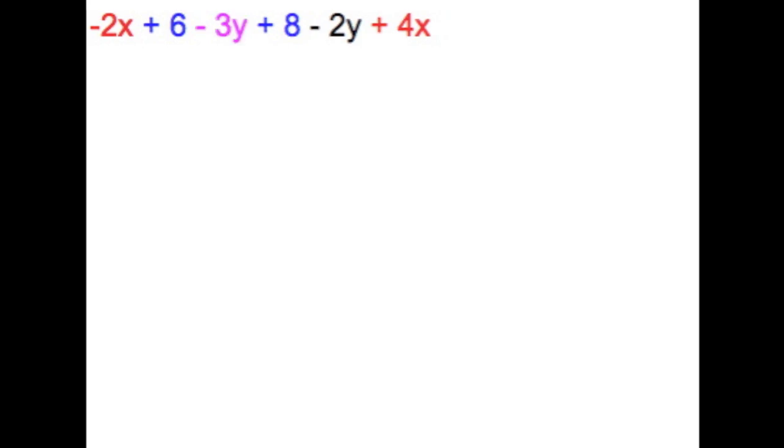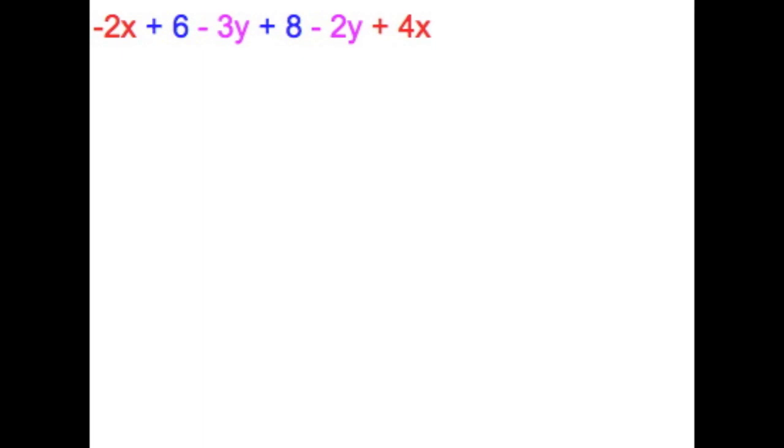Now we move to our next term, negative 3y. So we look for all the terms that have a y as the variable. This would be negative 2y. Now that we have accounted for all of our like terms, we can begin to combine them. It may be a good strategy as you begin working to highlight in different colors, as we've done above, the different terms that are like terms.